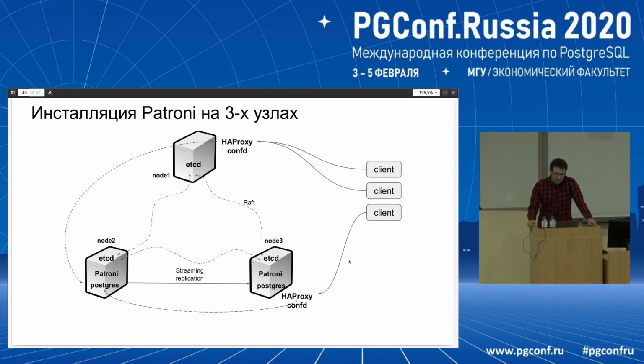And classic 3 nodes installation will look like this. We've got ETCD cluster as a proxy. In Postgres Pro we have recommended this type of connection that can be implemented into this cluster and get its configuration.